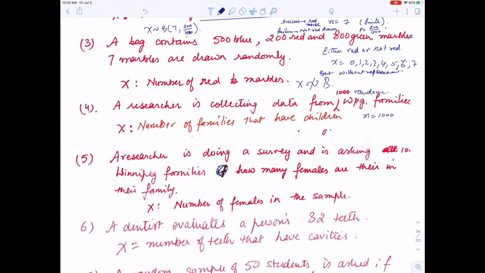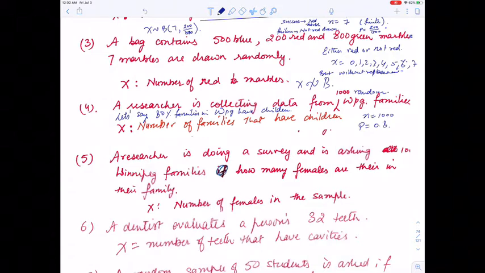So they're independent. Let's say, it's not given, but let's say 80% of families in Winnipeg have children. Let's assume that. That means if we select a family randomly, the probability that the family has children is 0.8. That means the probability of success is 0.8. Okay.